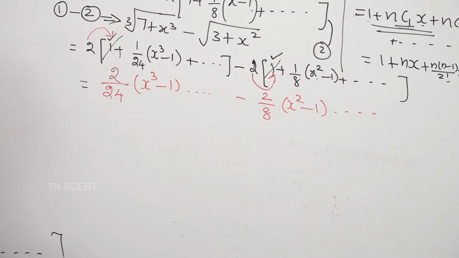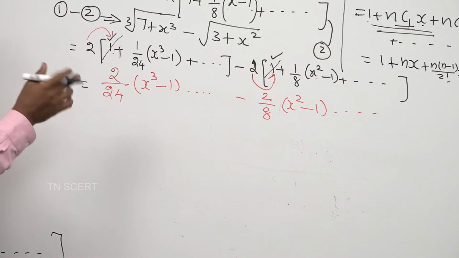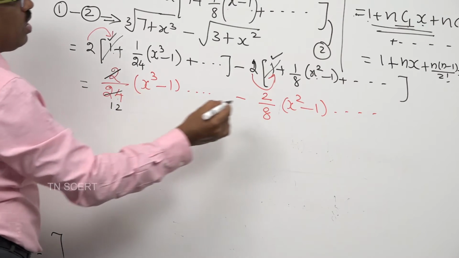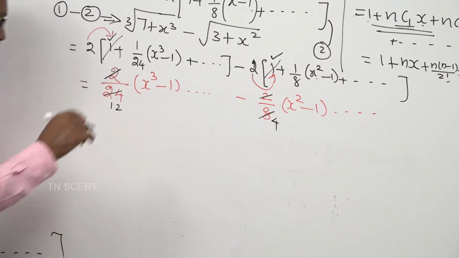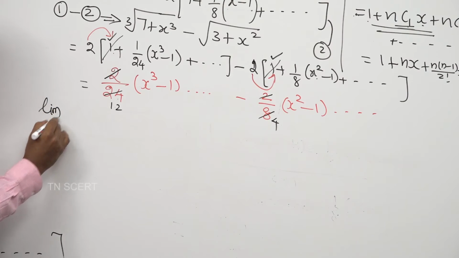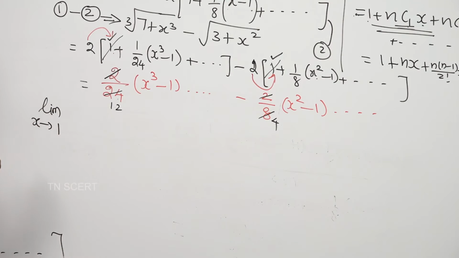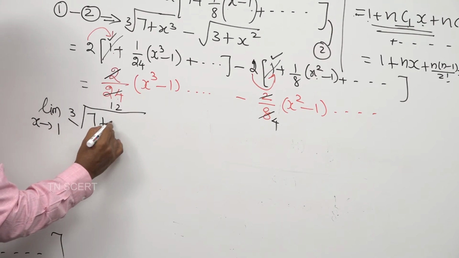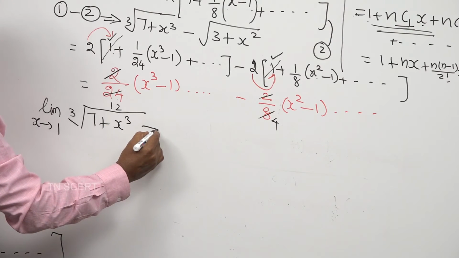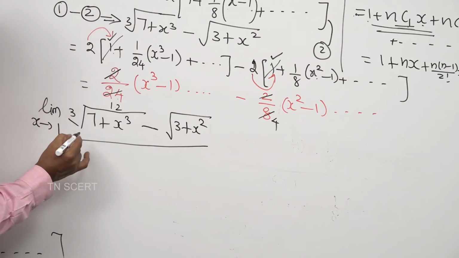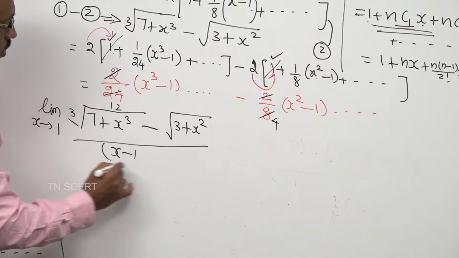Now let us take the given problem here now. So if you want you can simplify, if not also we can do it. If you are simplifying here 12, if you simplify it is 4. Okay. Now let us take this problem. Limit x tends to 1, cube root of 7 plus x cube minus square root of 3 plus x square over x minus 1.